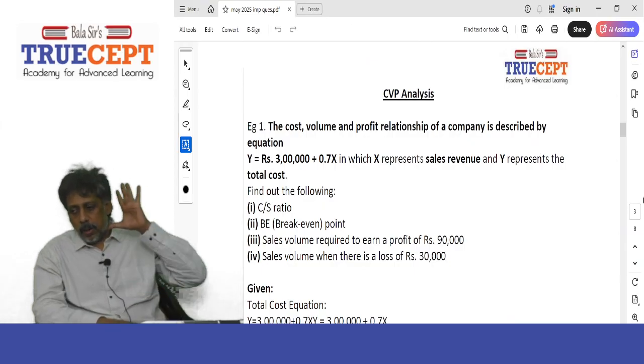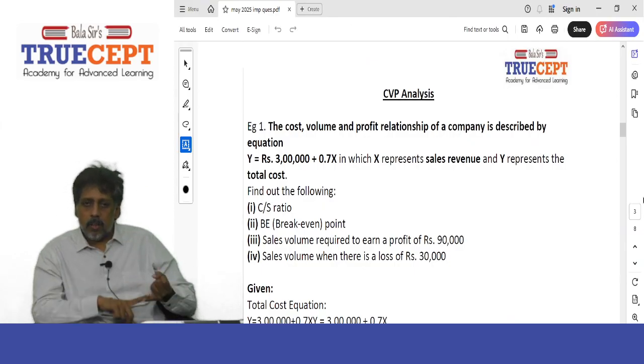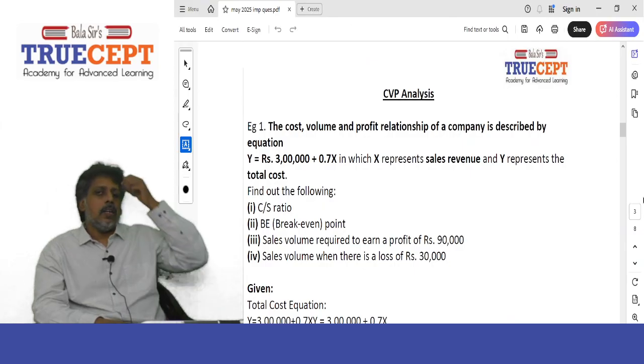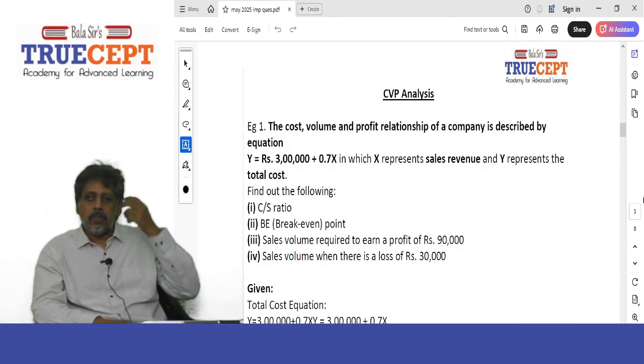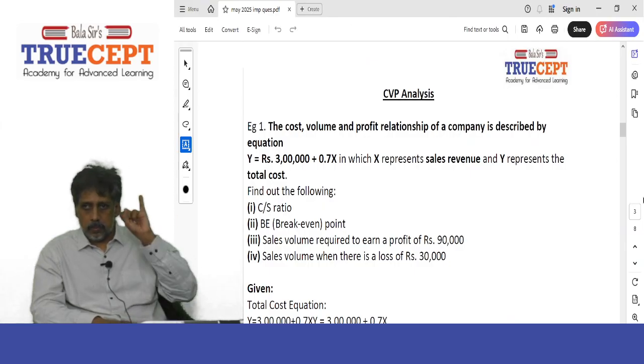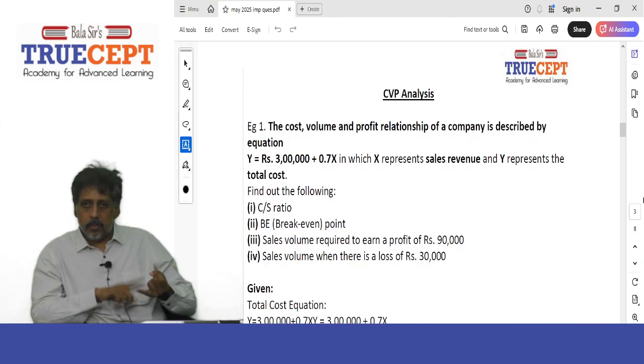Yes. Now remember this, y is a total cost, 3 lakh rupees is your fixed cost, 0.7 nothing but 70% is a variable cost, a percentage on x, the sales revenue. If you understand this, it is a no-brainer. So simple, this example. What are the questions asked? Find out the following. Number 1, C/S ratio. Nothing but 30%, right? Yes. 0.3.